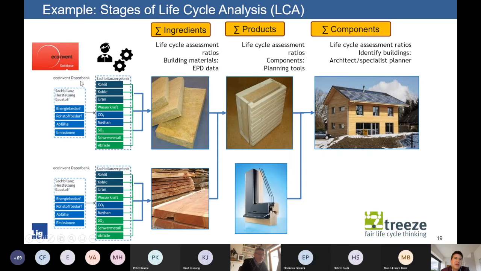We have a database of environmental impact of raw materials. We then have specialists who make the recipes for the materials needed for building products. And then we have the components, which make the sum of the products. And at the end, we have the building. And this chain has to be structured in the same way so that the data can flow.